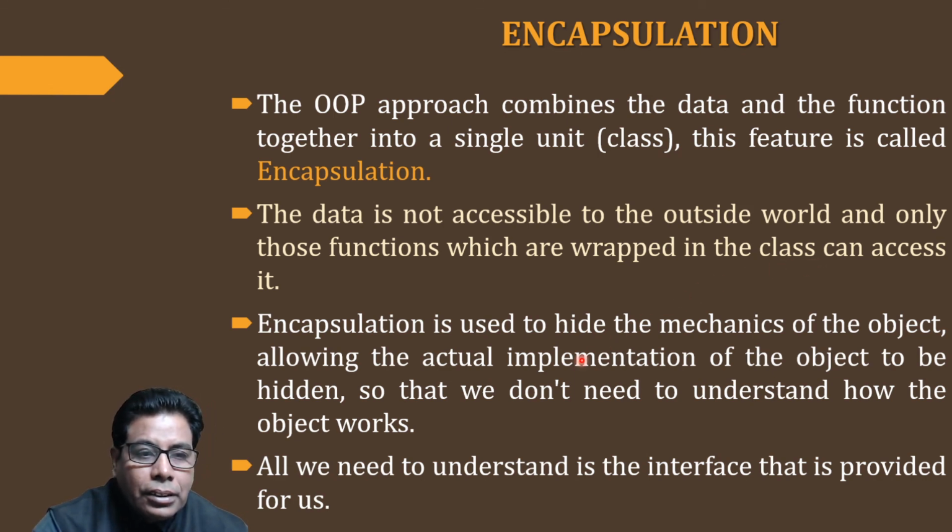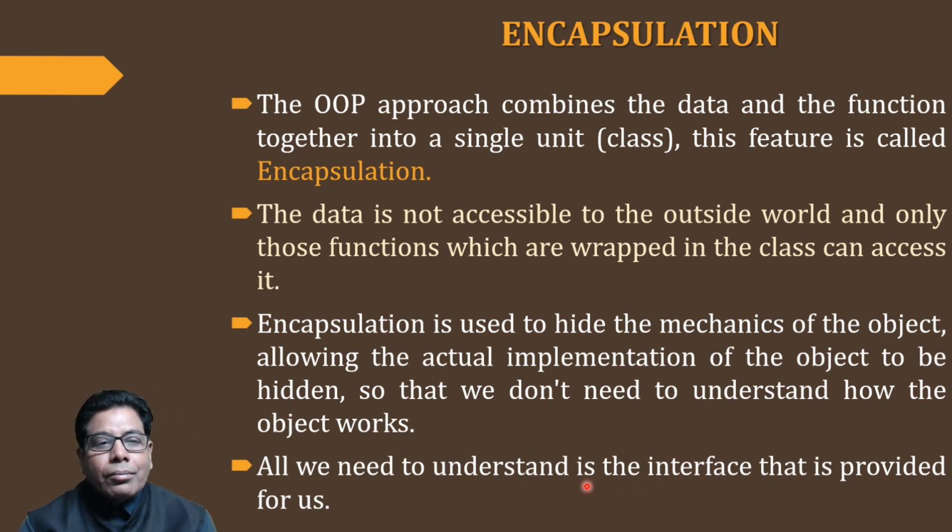That is again used to hide the mechanics of an object, allowing the actual implementation of the object to be hidden, so that we don't need to understand how the object works. What we need is only the interface that is provided to us. So we know the methods which are available for the different objects. So this is what encapsulation is. Abstraction and encapsulation are the two object-oriented features.